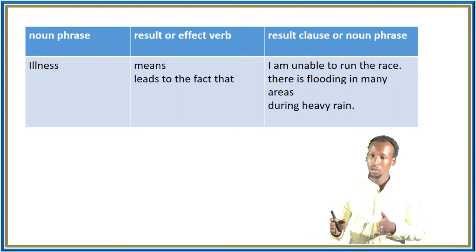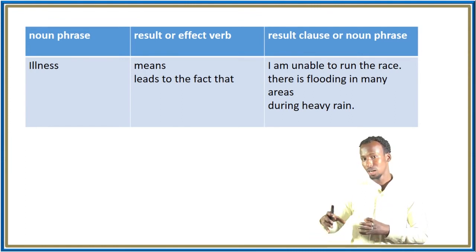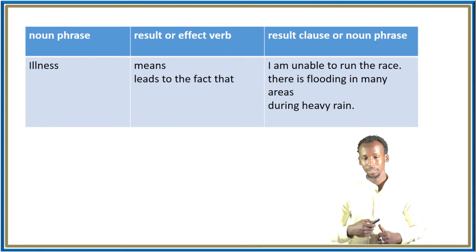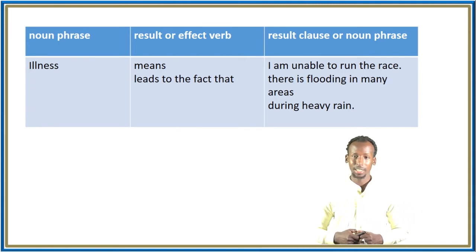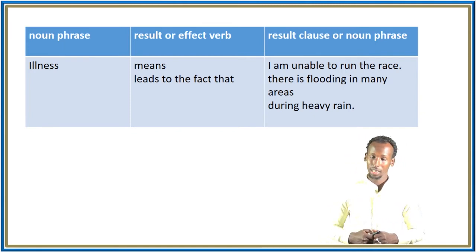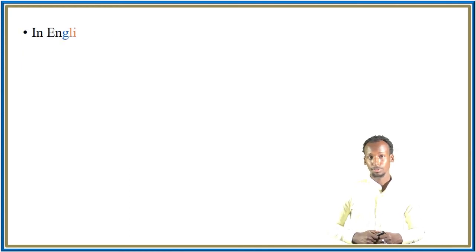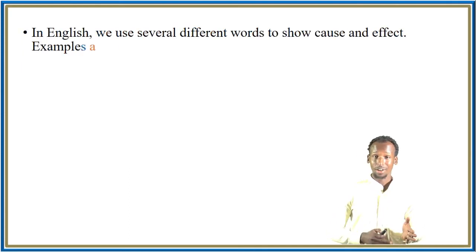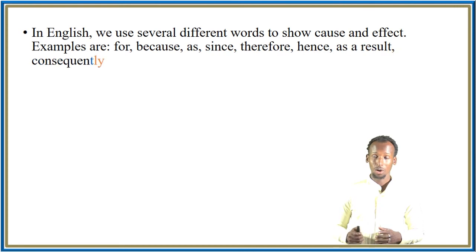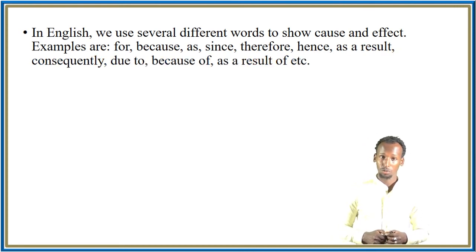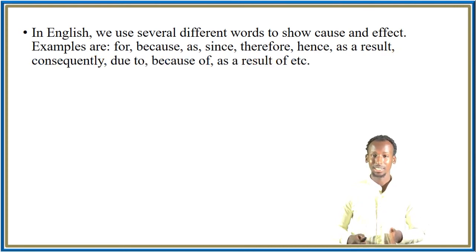I am unable to run the race. In English, we use several different words to show cause and effect.